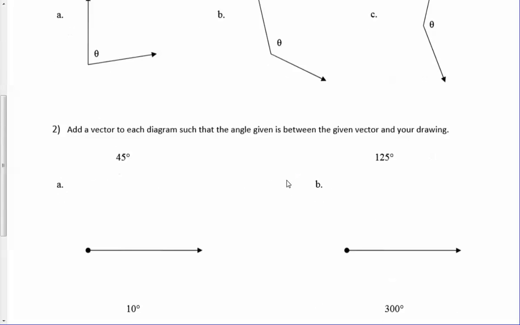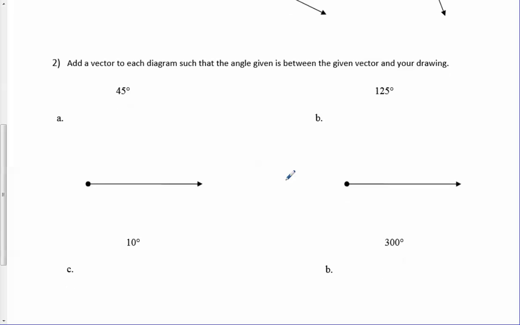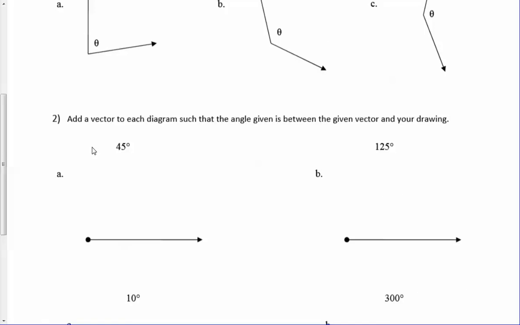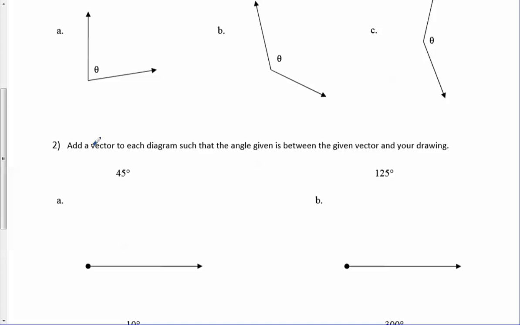But then also go down here to the second example, and it says add a vector such that the angle given is between the given vector and your drawing. So what I want to do is draw another vector in, starting from the tail of each of these vectors. So I want to draw another vector such that the angle between them is 45, 125, 10, 300, and so on and so forth. Okay, so try out both of these, and we'll chat about them tomorrow.